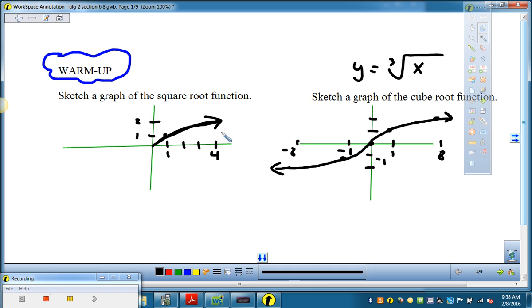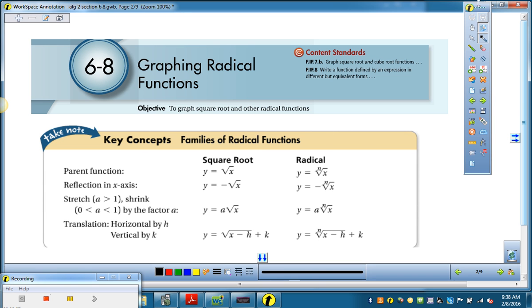All right, so those are the main two functions that we're going to be shifting and stretching today. If you come across any others, like a 5th root or a 7th root in the homework graphs, you'll see that it will look similar to this, but flattened out a little bit. If you have any trouble thinking of what the parent function looks like, use your calculator so you can see it, and then start your shifting and stretching.